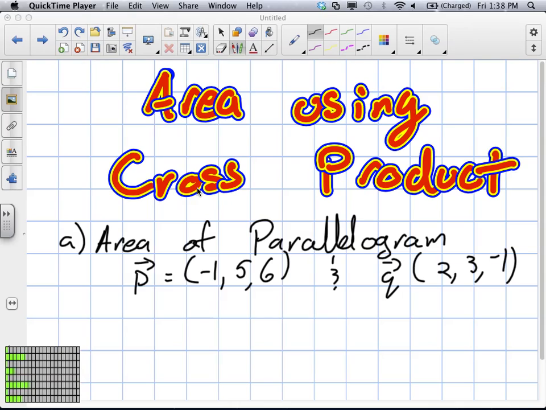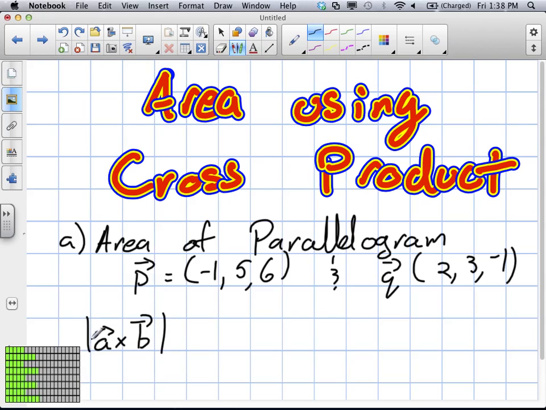Okay, area using cross products. So, area of a parallelogram, we talked about how we can find the area of a parallelogram by finding the magnitude of the cross product of two vectors. Remember, this is one of the formulas we used at the beginning, and this formula is also known as the magnitude of A multiplied by the magnitude of B sine theta.